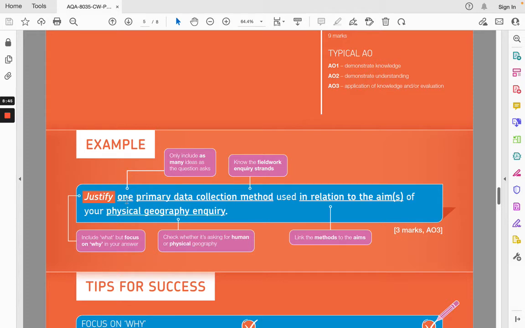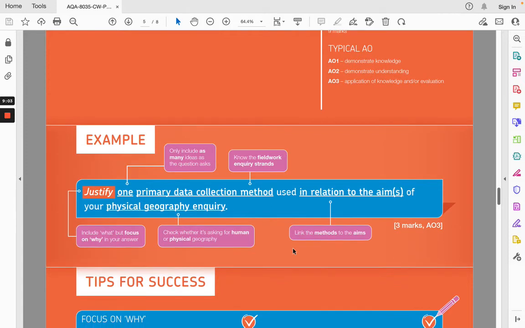Basically, you need to say one of your methods. So, for example, it could have been using a trundle wheel at the beach. And then you just need to say why you use that. You need to back yourself up. Okay? So that's all a justify really is, okay? It's arguing something and backing something up. Okay.